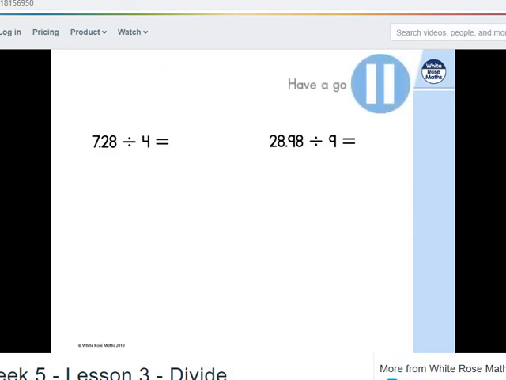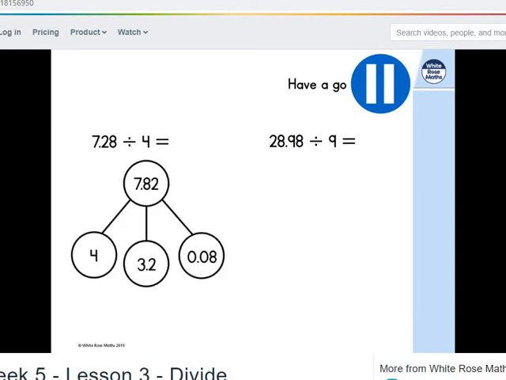Right then, some for you to have a go at now. See if you can find a partition to make these numbers easier to divide. Let's have a look at the first one. A possible partition you may have found would have been this one. 4 divided by 4 is 1. 32 divided by 4 will be 8. And so 3.2 divided by 4 will be 10 times smaller, so it would be 0.8. 8 hundredths divided by 4 would be 2 hundredths. So the answer would have been 1.82.